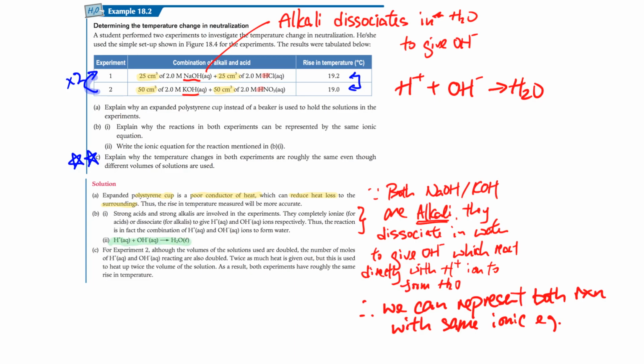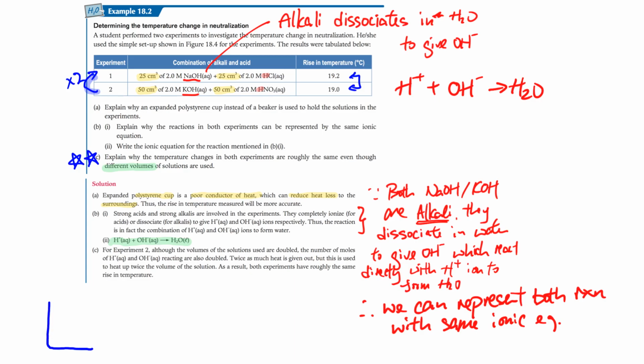So the key point comes to part C. Explain why the temperature changes in both experiments are roughly the same, even though we have used different volumes of solutions. The main difference, right here, is that one is 50 cm cube more than the one in experiment 1 that we have done. So you just consider things like this.